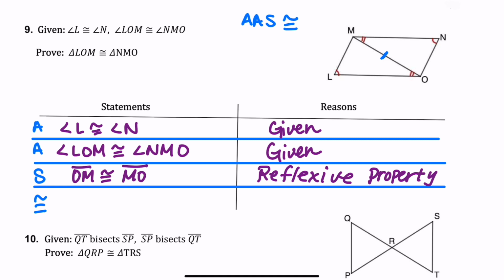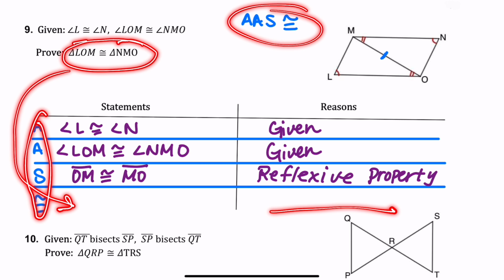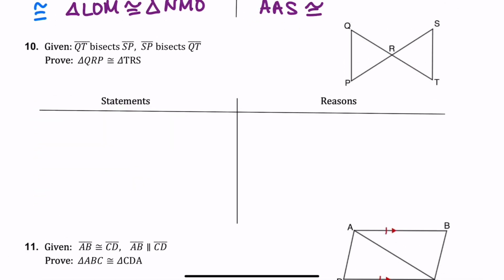Now we're going to pull it all together and write our congruent statement. We're going to use this triangle theorem to write here, and I'm going to use my angle congruence here. And so triangle LOM is congruent to triangle NMO by the angle angle side congruence theorem. At number 10, we are given that QT bisects SP and SP bisects QT. Now that doesn't tell me anything is congruent, so I'm just going to write that on the first line and say that that is given.